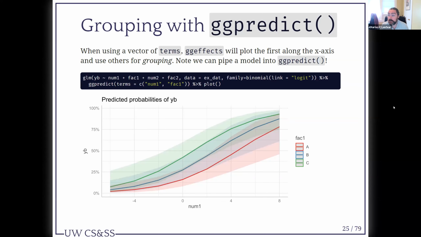The thing is, ggeffects can take more than just linear regression models. It can take nonlinear models like logit models. It can take random effects models, mixed models, all sorts of models. And it also has some additional features for doing things like subgroup analyses.